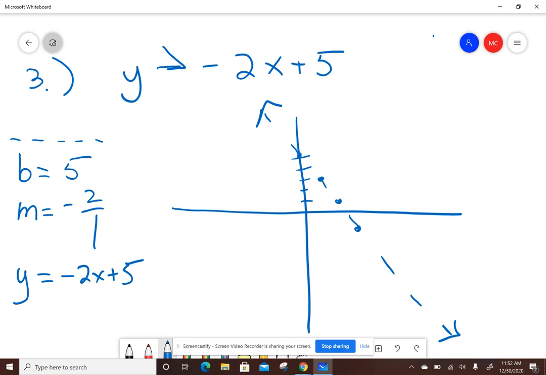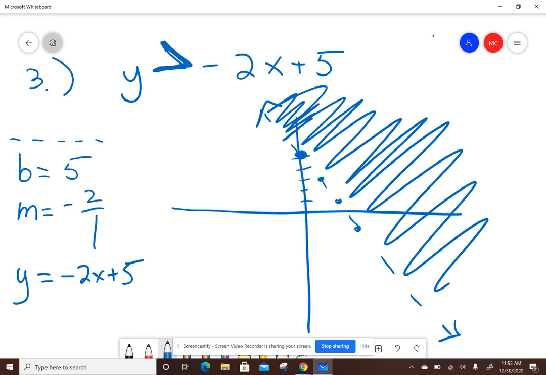Okay, so now I have to decide which side to shade. I'm either going to shade above or below the line. Well, a quick way of knowing where to shade is you put your pencil right on the y-intercept and you say to yourself, where are my y values greater? Now, this only works if it's slope-intercept form. And so y values are greater up here. So that means I shade this side.